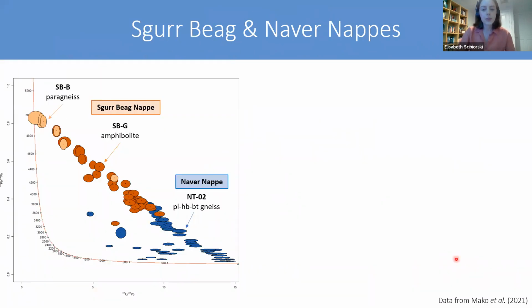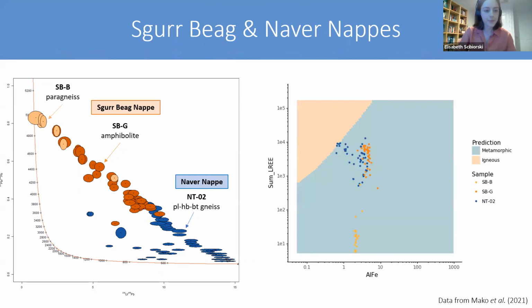Okay, let's talk about the samples from the ΣΛΡΕE and the Nappe Nappes first, because they're a little bit simpler. And if we look at the igneous metamorphic classifier, we see they all plot within the metamorphic field. And this actually makes sense given that the uranium-lead ages of the titanites are mostly Caledonian. So these are much younger than the age of deposition. So you might expect that these are in fact metamorphic.